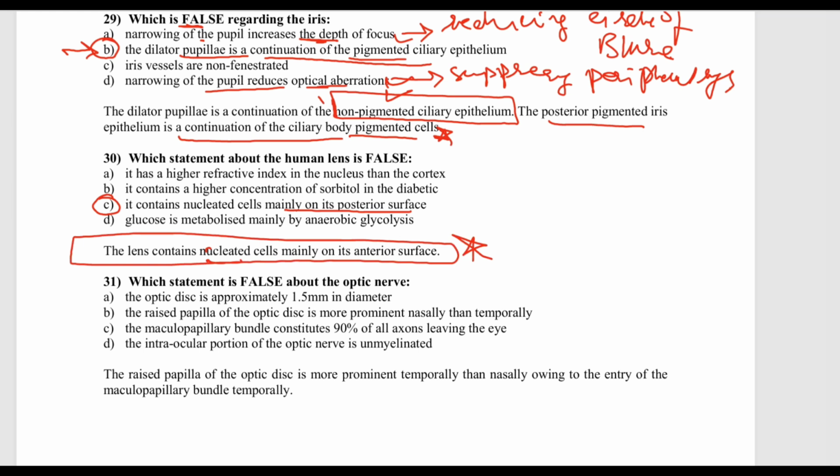Which of the following statements is false about the optic nerve? The options are: the optic disc is approximately 1.5 mm in diameter; the raised papilla of the optic disc is more prominent nasally than temporally; the maculopapillary bundle constitutes about 90% of all the axons leaving the eye; the intraocular portion of the optic nerve is unmyelinated. So we have to choose the false statement about the optic nerve.